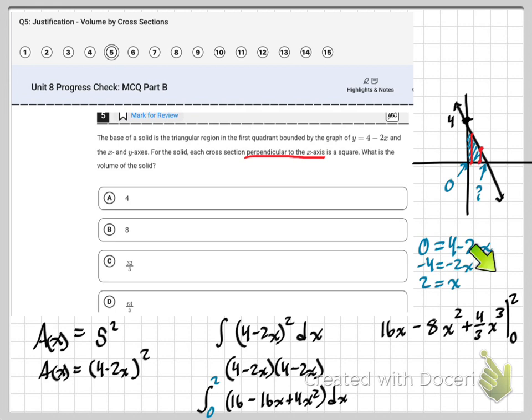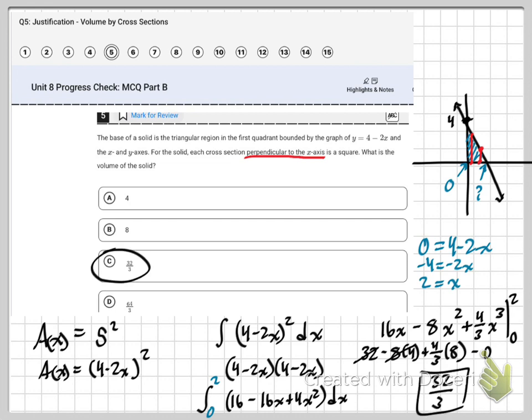Now I need to plug in the 2 and then plug in the 0. Subtract the 2. It's always top minus bottom, by the way. So when I plug in the 2, I get 32 minus 4, 8 times 4. Plus 4 over 3 times 8 minus 0. I love it when they have a 0 here and everything's multiplied by x. These guys cancel out because they're both 32. And then 4 times 8 over 3 will give me 32 over 3. And that is my answer.